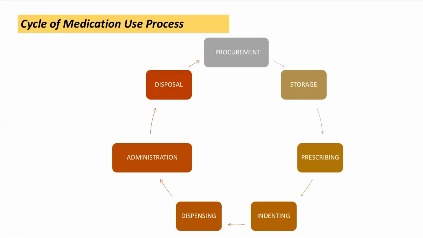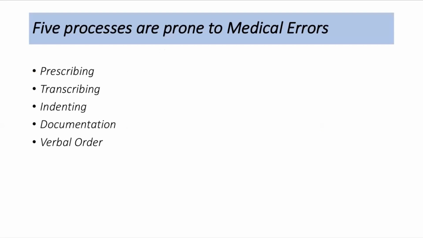We said the laboratory shall have a process. When there is a process, there is a flow of activity: procurement, storage, prescribing, indenting, dispensing, administration, disposal. You shall have a process, with further detailing at each step, so that there is no compromise in the medication. Right? Sometimes there is a verbal order. So what is the process for that?